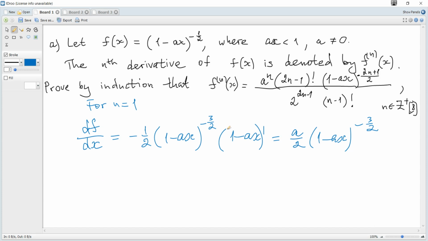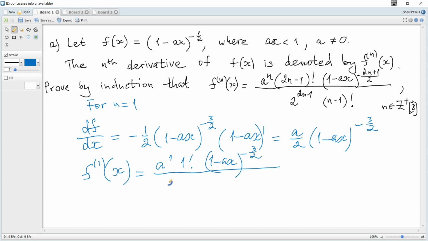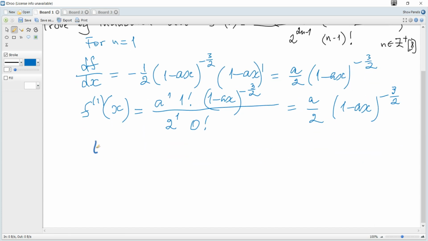And for the first derivative from the statement, f1 of x, just substituting 1 for n, we get a to the power 1, 2 minus 1, 1 factorial, and 1 minus ax to the power of negative 3 over 2, 2 to the power 1 and 0 factorial, which is 1, and we can see that it becomes a over 2, 1 minus ax to the power of negative 3 over 2, and it's clear that it's the same, so we can conclude that it's true for n is 1.